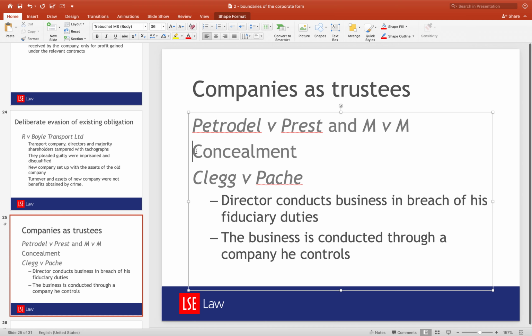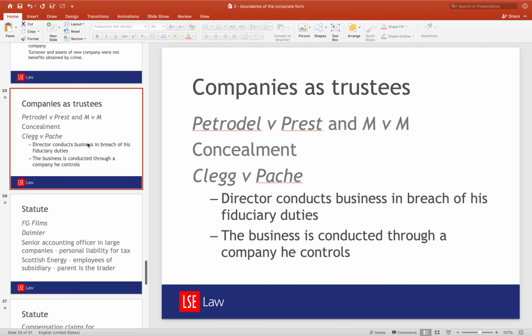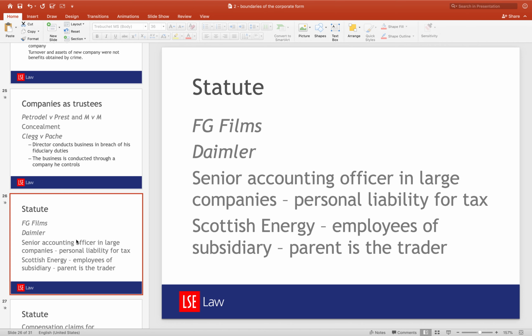And there's another example, Gilford and Polemis, also of a situation where the company holds an asset on trust for someone and therefore has to account. Okay, so we've spoken about trust law as a mechanism through which sometimes a director or a company is liable as a constructive trustee. And then, of course, there are some statutes. And the two cases we looked at were the Film case and the Daimler case.